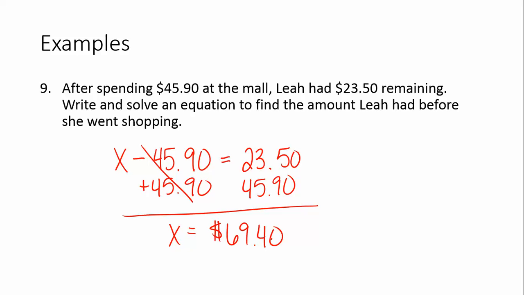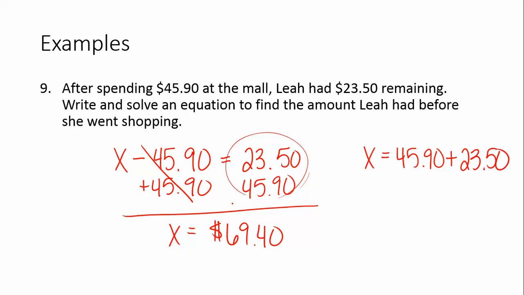Now think for a minute if there's another way maybe you could have solved that. We could have used addition in our original equation. We could have said X was equal to 45.90, the amount she spent, plus 23.50, the amount she has remaining, which is actually what we've done right here. This is an addition problem. So our answer is she had $69.40 before she went shopping.